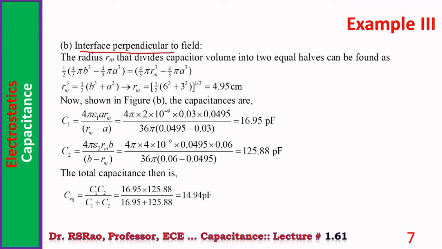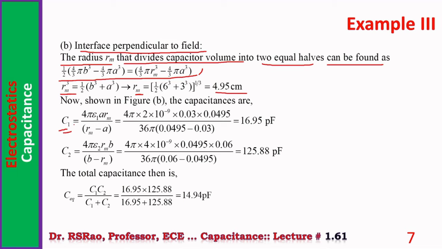B, interface perpendicular to the field. The radius Rm that divides the capacitor volume into two equal halves can be found from this relation. Equal amounts of dielectrics are available, and they are filled. The interface between these two will have a certain radius. Let that radius be Rm. Volumes of dielectric inside and outside must be equal. From that equality, this relation has come into being. One can solve this equation to find Rm being equal to 4.95 cm.